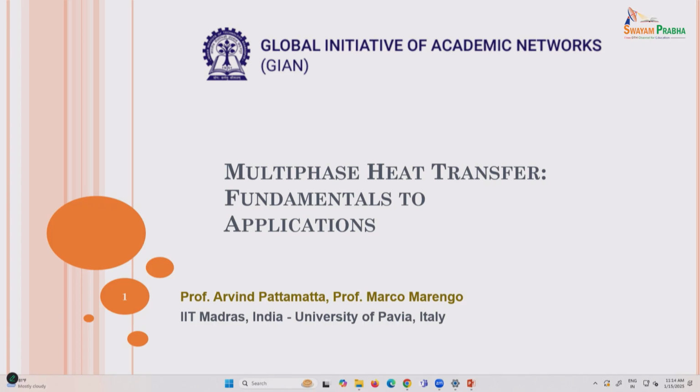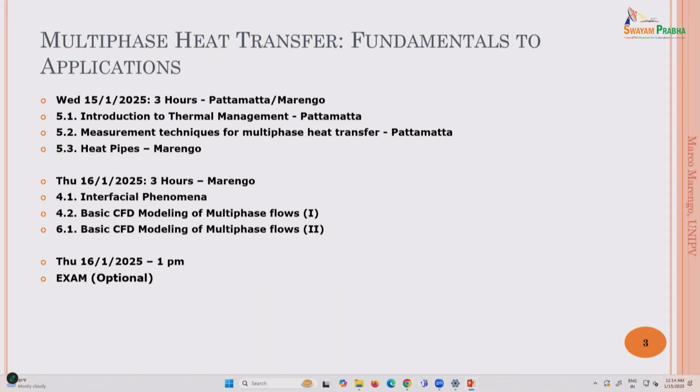Session here, and at this stage we have Wednesday the 15th. We have 3 lessons about thermal management and measurement techniques, and now we have 1 hour about heat pipes. We have just decided with Arvin that tomorrow, instead of 2 hours, I can give 3 hours, and then on Friday we are completely free.